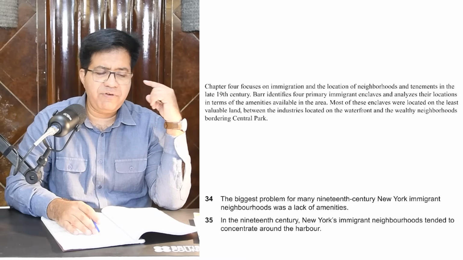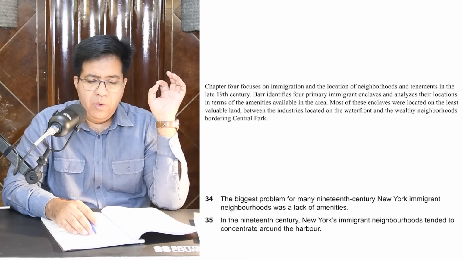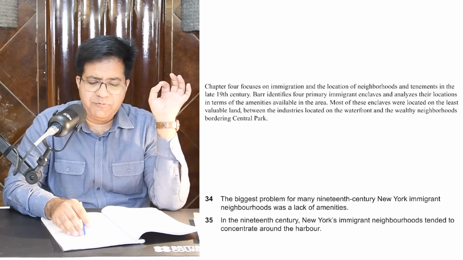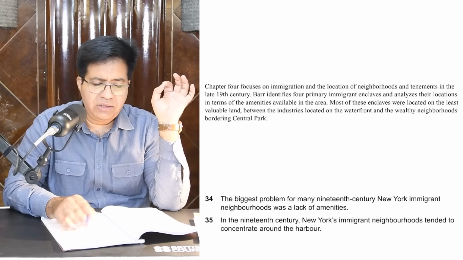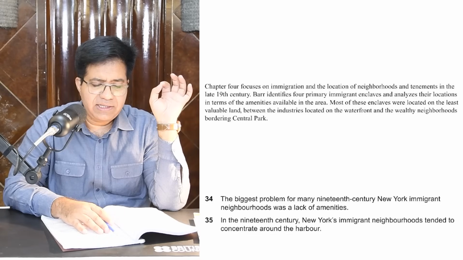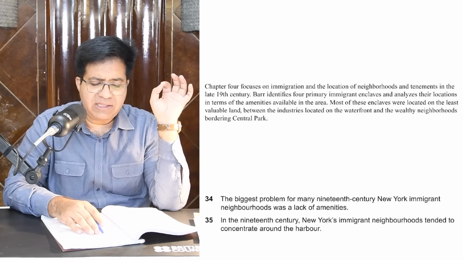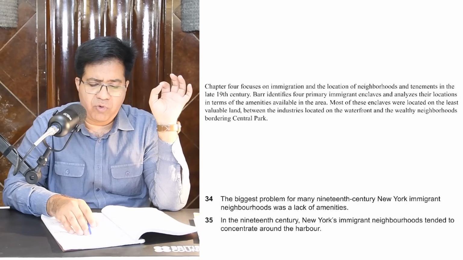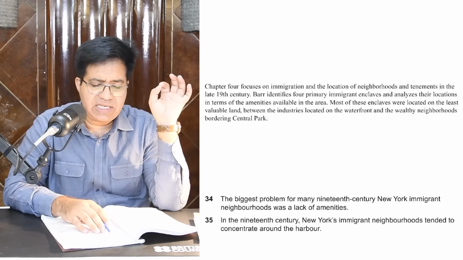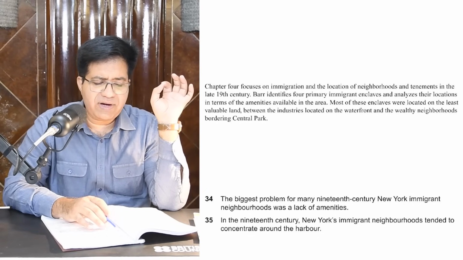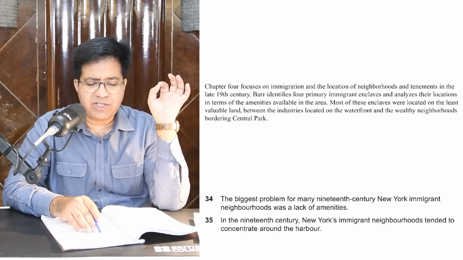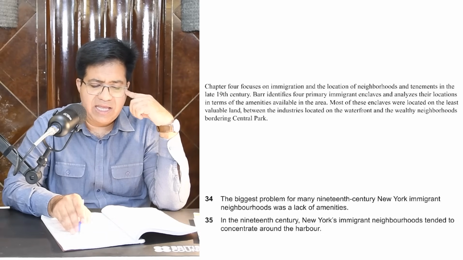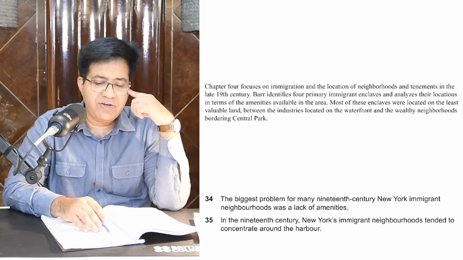Same paragraph where we found the answer of 34. Most of these enclaves were located on the least valuable land. And where was that? Between the industries located on the waterfront and the wealthy neighborhoods bordering Central Park. So where were they located? Between the industries and the wealthy neighborhoods bordering Central Park.